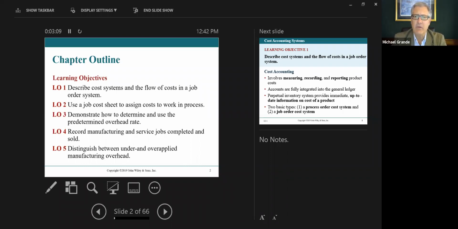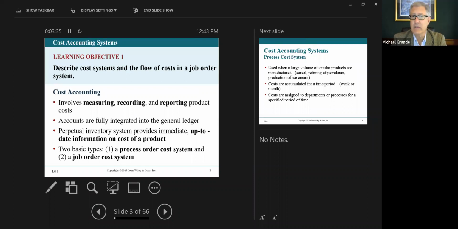We're going to skip part of learning objective 4 as it relates to service companies. We'll talk about manufacturing companies, but we're going to skip the part on service companies. And then learning objective 5, that's when we're going to talk about what's left over in our manufacturing overhead account. So learning objective 1, we're going to describe cost systems and the flow of costs in a job order system. Cost accounting involves measuring, recording, and reporting product costs, direct materials, direct labor, and manufacturing overhead. These accounts are fully integrated into the general ledger system.